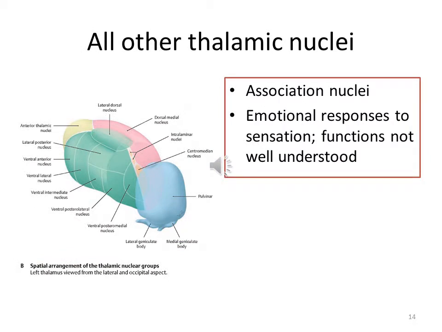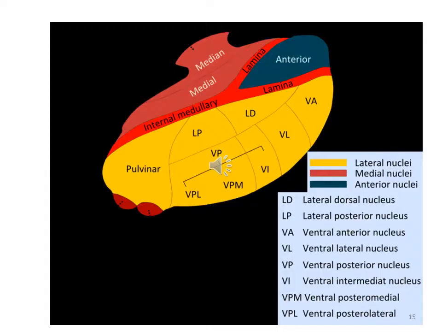The other thalamic nuclei are together grouped as association nuclei, and they seem to be involved in emotional responses, but we don't understand their functions very well. So you don't need to worry about learning these. This slide is just another view showing the nuclei of the thalamus.